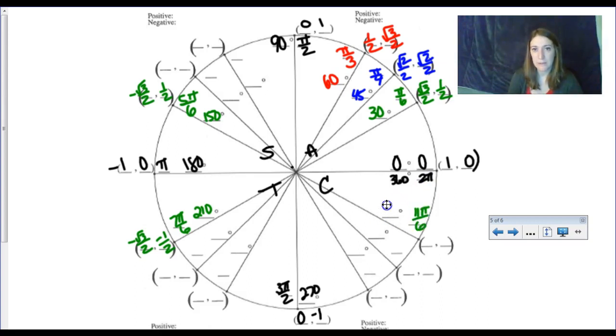For me, the fraction is always the worst part. I don't really enjoy fractions, so I have to think a little harder about that. Remember, cosine's positive in this quadrant, so square root of 3 over 2 is positive, but the 1/2 is now negative. Alright, green one's done, check.